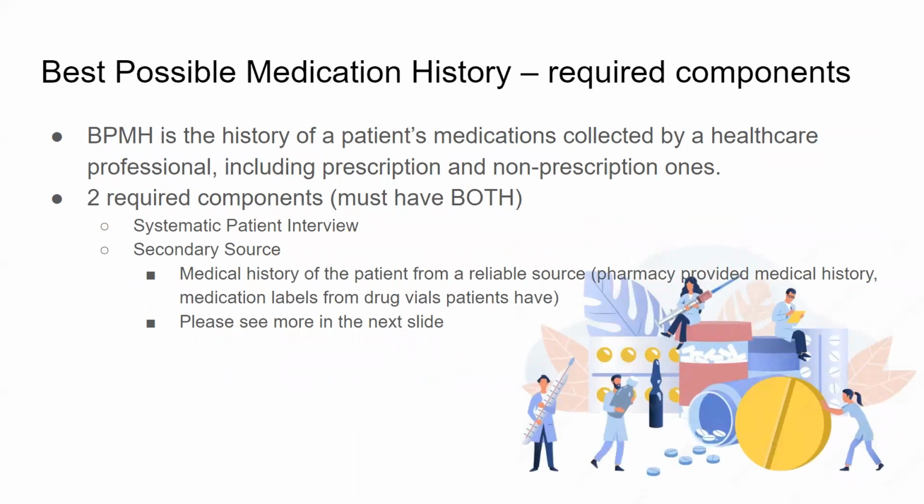The best possible medication history is the history of a patient's medications collected by a healthcare professional, including both prescription and non-prescriptions. There's 2 required components that are mandatory as part of the best possible medication history. The first part is the systematic patient interview, and the second part is information from secondary sources. An example of secondary sources is a medical history of the patient from a reliable source. For example, a pharmacy-provided medical history, medication labels from drug vials that patients have.